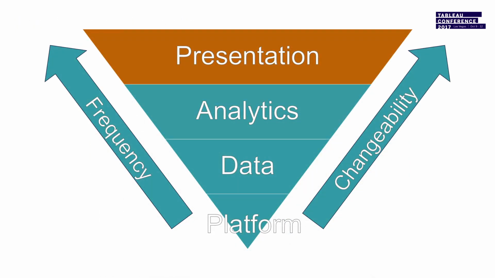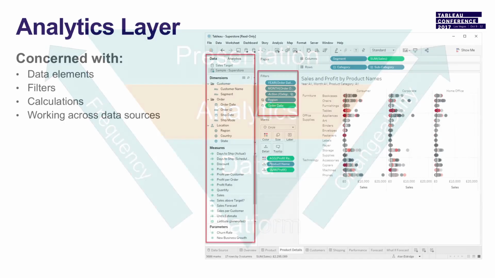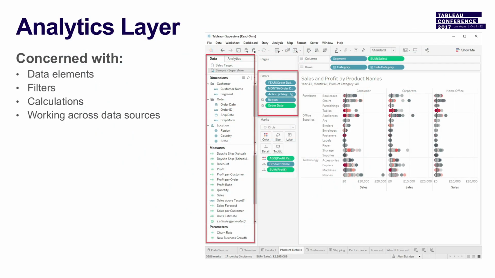All right, so that's the presentation layer. Let's take it down to the next layer here. Let's start to talk about analytics. So the analytics layer is concerned with effectively the data model that we've constructed here. So it's concerned with, what are those data elements that we're pulling back? We're interested in things like the filters that we've defined when we're building calculations to make sure that we're building efficient calculations. And it also determines how we then start to work across different data sources. So it's going to incorporate things like blending, for example.